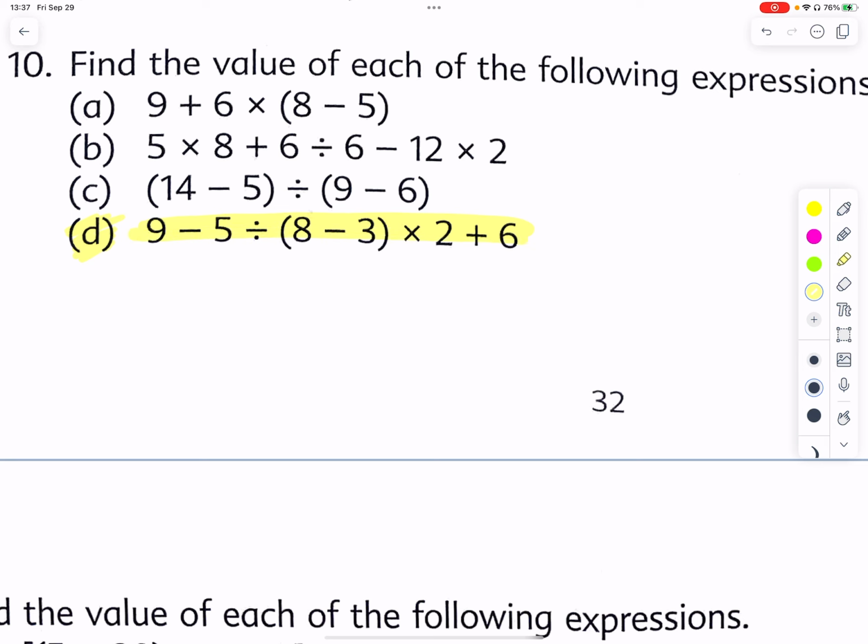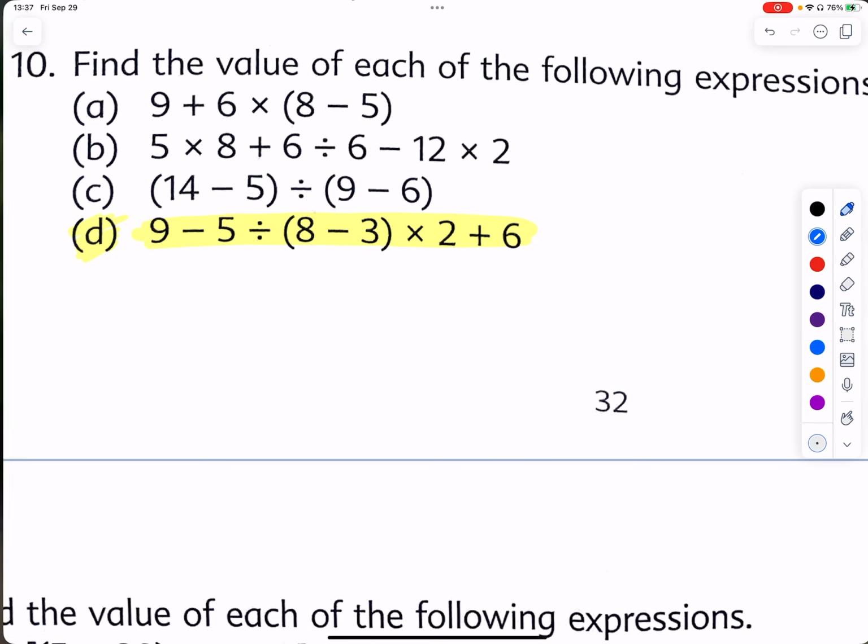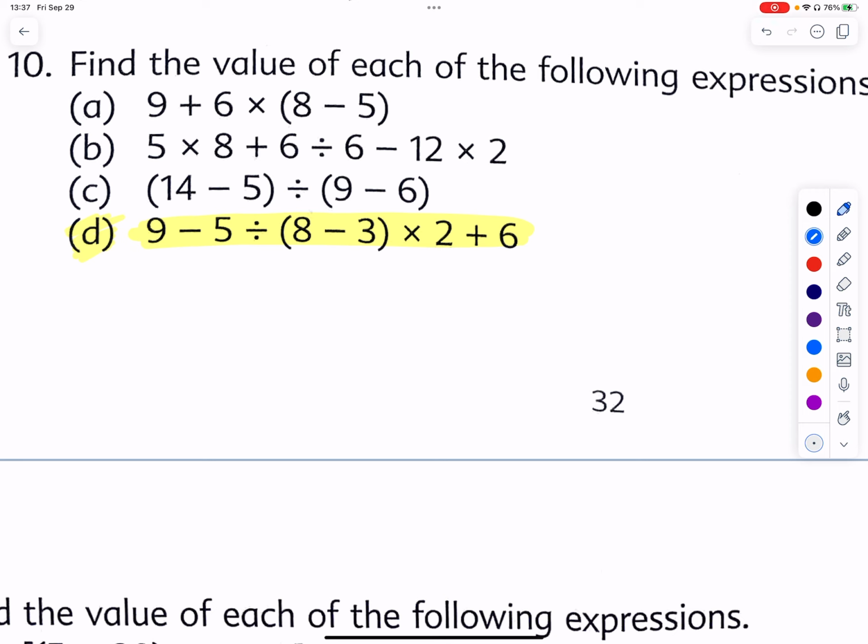We have a lot going on in D, but we already know we're getting a good practice here today, and we already know what to do here. First of all, we have 1, 2, 3, 4, 5 different operations, and we have parentheses around the difference of 8 and 3. According to the rules of operations, we must compute this expression in a specific order.